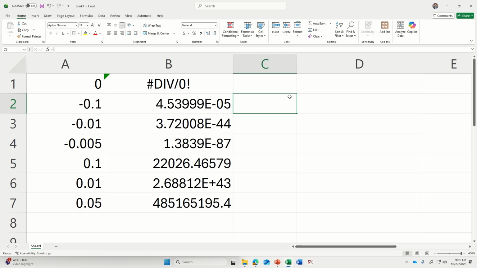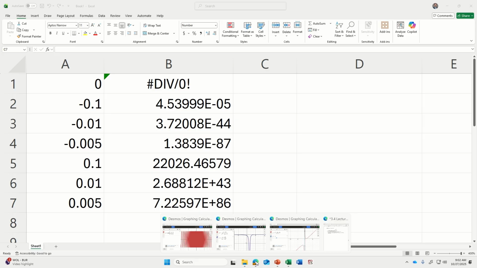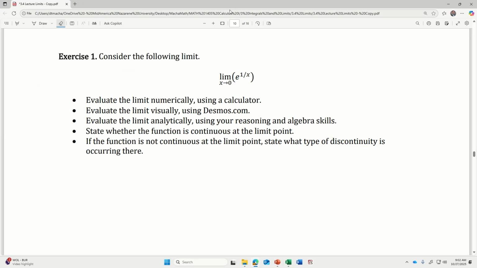That's 10 to the negative 87 power. So what am I approaching as I approach from the left side? 0. As I approach from the right side, I've got 22,000. I've got 2 times 10 to the 43 power. Oh, sorry, I got that out of order. That should be 0.005. There we go. 10 to the 86 power. These numbers are getting bigger. It looks like I'm approaching positive infinity. So from the right side, we're approaching positive infinity. From the left side, we're approaching 0.